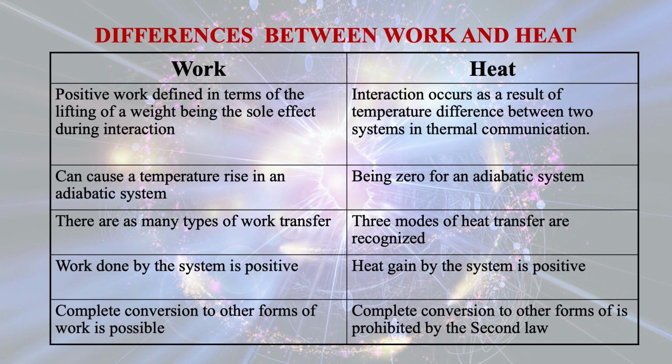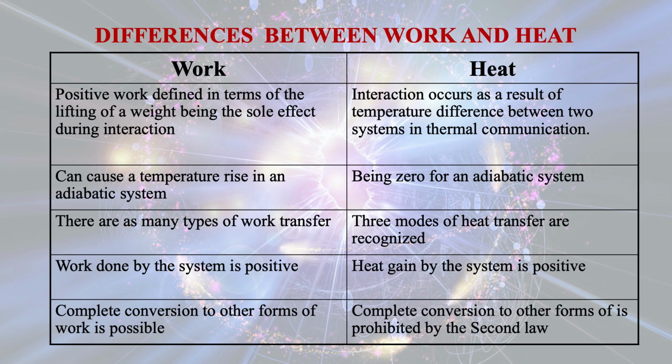But for work, work done by the system is positive, work done onto the system is negative. But for heat, heat gain is positive but heat loss is negative. This is a sign convention. Complete conversion to other forms of work is possible, but complete conversion of heat to other forms is prohibited by the second law of thermodynamics that we are going to discuss in our subsequent classes.